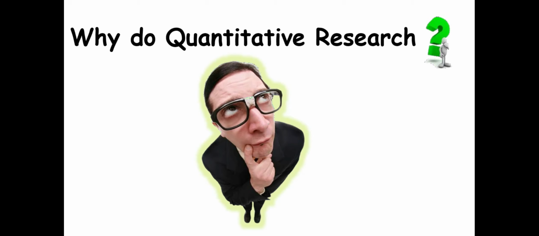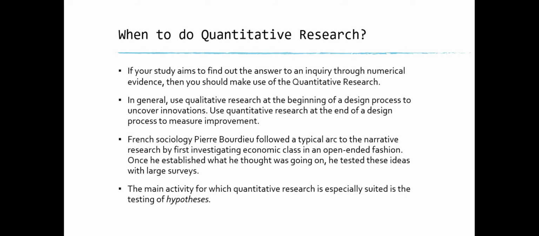Now, why do we do quantitative research? To answer this question, we need to understand when to do quantitative research. If your study aims to find out the answer to an inquiry through numerical evidence, then you should make use of quantitative research. In general, use qualitative research at the beginning of a design process to uncover innovations. Use quantitative research at the end of a design process to measure improvement as well.